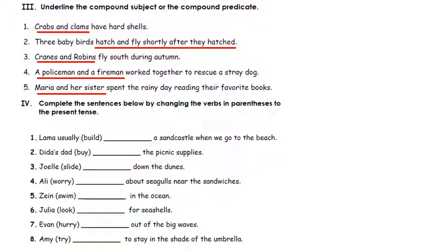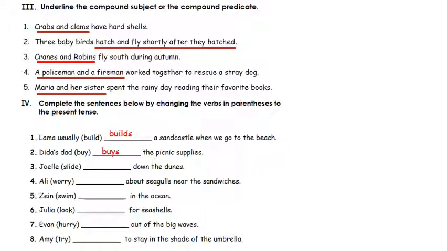Okay, complete the sentences below by changing the verbs in parentheses to the present tense. You have to write them in the present tense. Lama usually, Lama is singular, so I have to add s to the verb. Lama usually builds a sand castle when we go to the beach. 2. Dida's dad buy the picnic supplies. Dida's dad, one dad, also is singular, so I have to add s, buys.